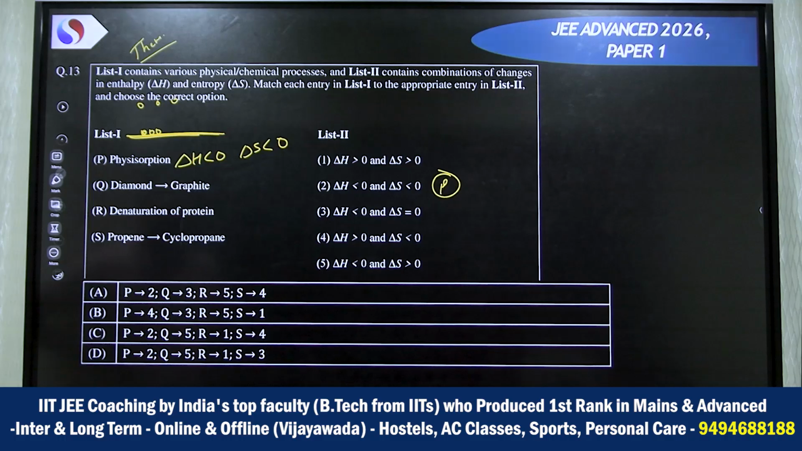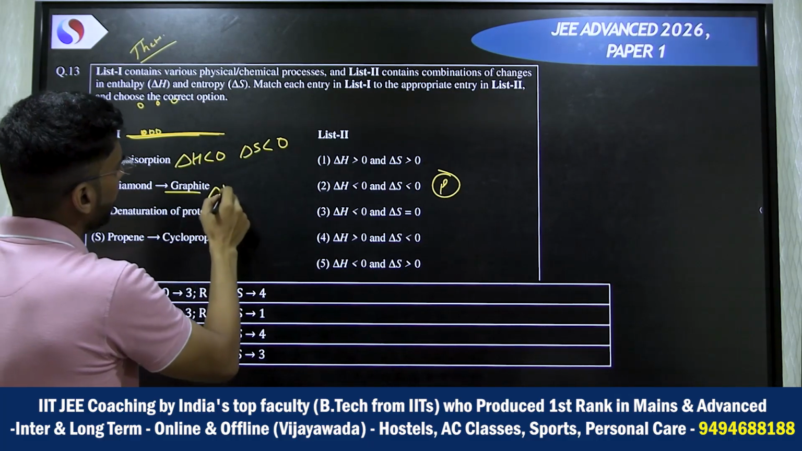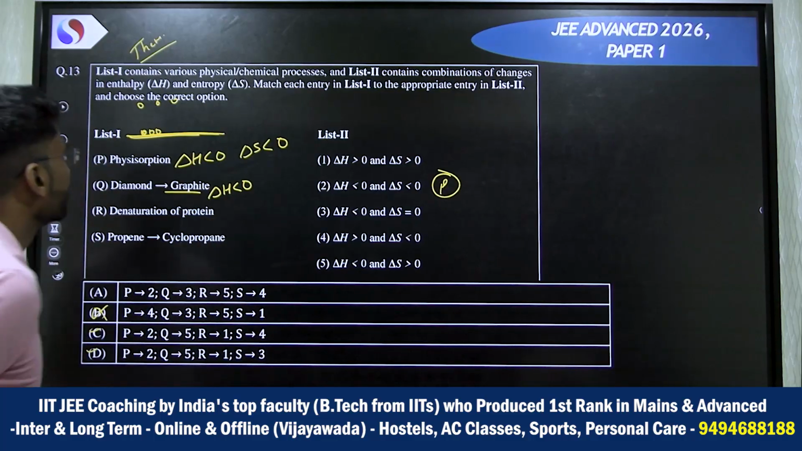Okay, in the case of diamond and graphite, let me check the options. So P2 and P4 I can cancel here. Now diamond and graphite: I know that thermodynamically graphite is more stable. So I can say delta H will be less than 0.